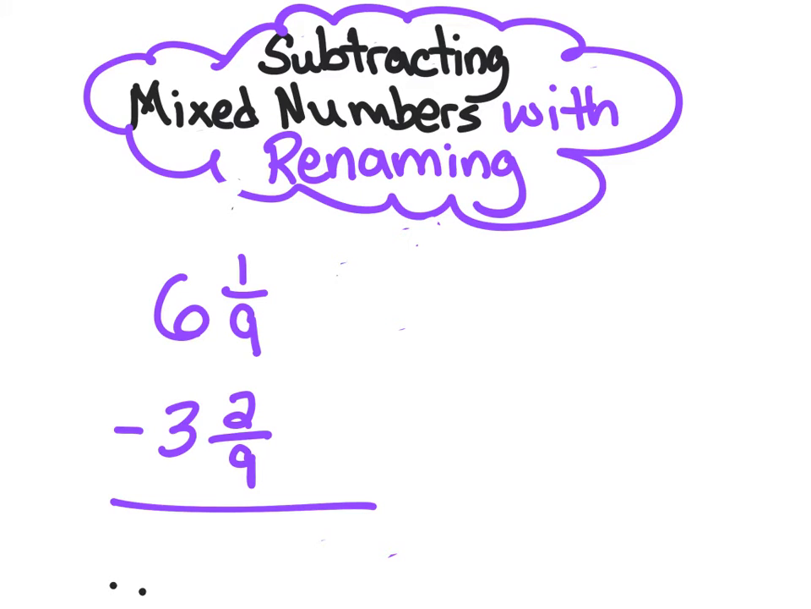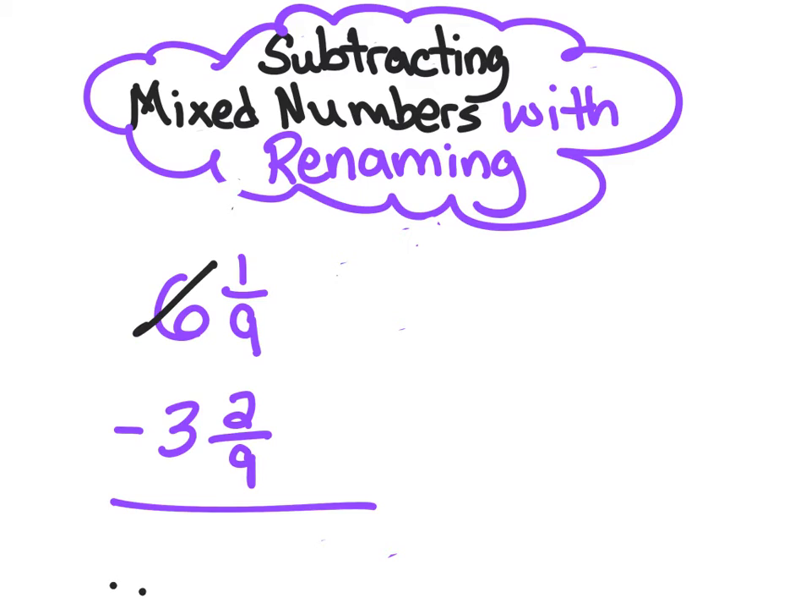In this next example, we have 6 and 1/9 minus 3 and 2/9. So I start with the fractions. Are the denominators the same? Yes, they are. So now I should be able to subtract. But when I go to say 1/9 minus 2/9, I realize I cannot say 1 minus 2. So once again, I must borrow or regroup.